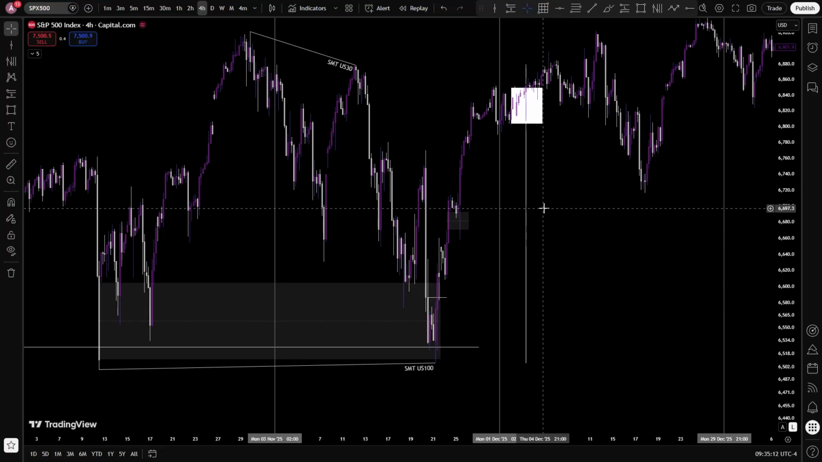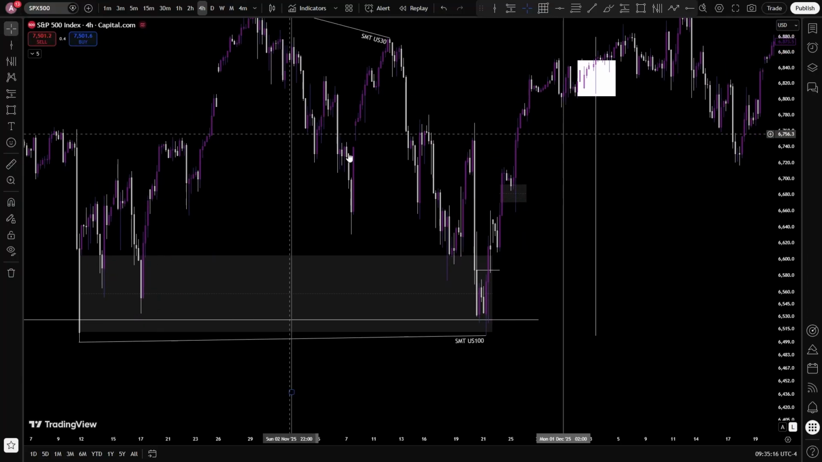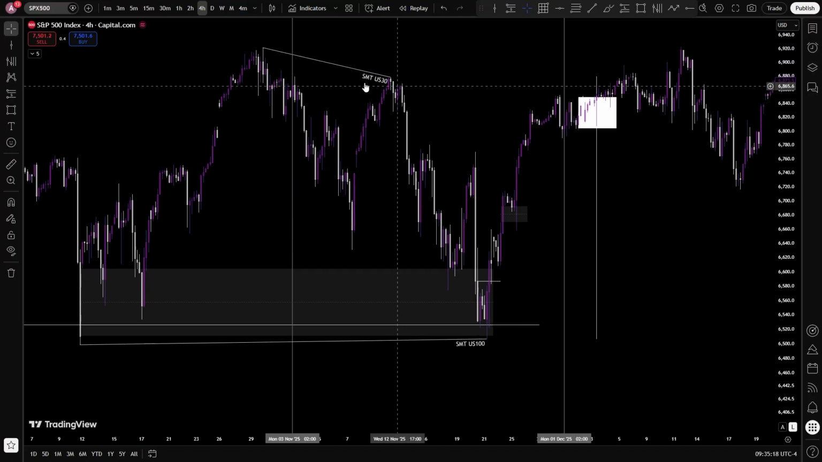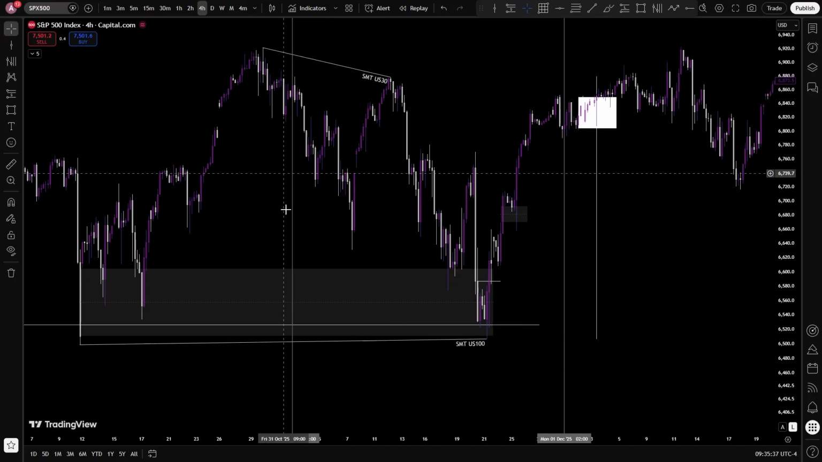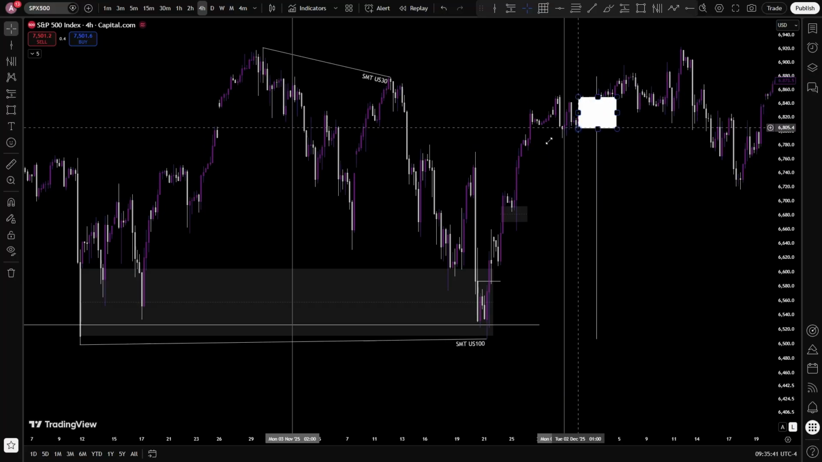I'll give you one more example. Right now we're on SP500. On the right side we have the sketch of this monthly cycle, what it would look like on one monthly candle.